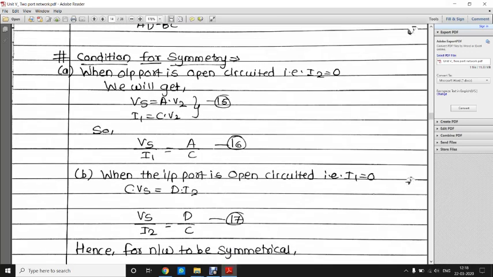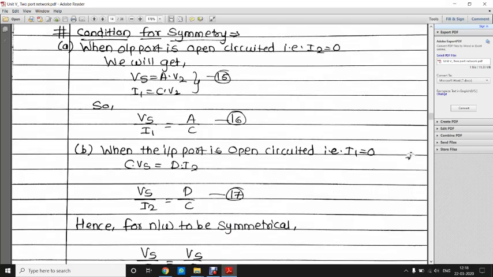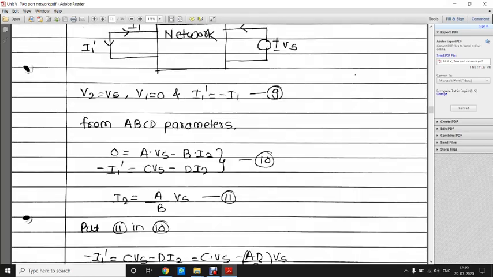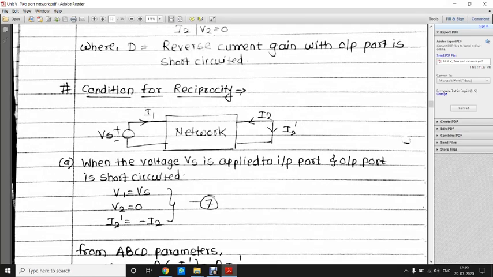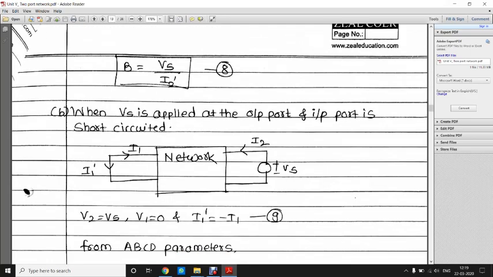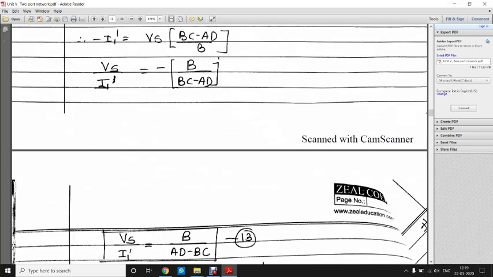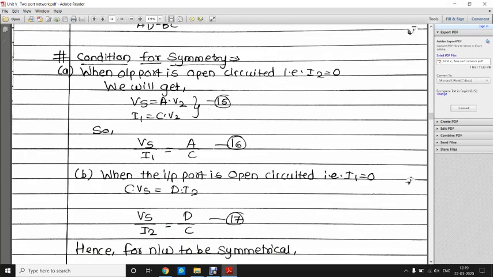Next point is the condition of symmetry, and we all know the definition of a symmetrical network, that the ratio of voltage to the current remains the same when one of the ports is open circuited or short circuited. So for this condition of symmetry we have used this particular diagram, and for case 2 we have used this particular diagram. So when the output port is open circuited, obviously I2 will be equal to 0 and we will get Vs equal to A V2 and I1 equal to C V2.